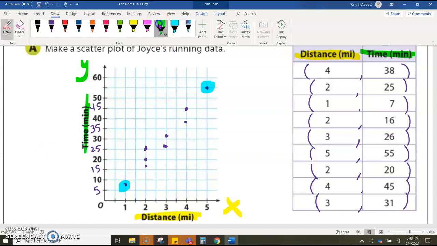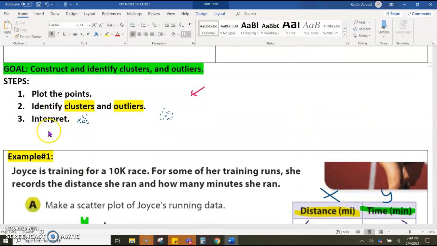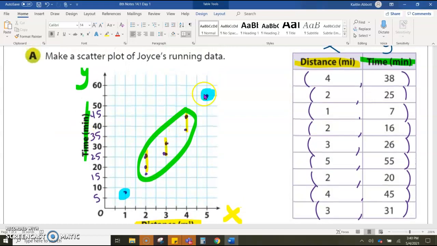And I would say the cluster is in between here, so between 2, 3, and 4 miles. So I could say this could be the cluster. You could say maybe this is a cluster, this is a cluster, and this is a cluster. Maybe there's 3 clusters. But I would say the majority of her runs, and this is me interpreting right now. So now that we figured out where the outliers are and where the clusters of her dots are, we make an interpretation, like an inference of what this graph is telling us.